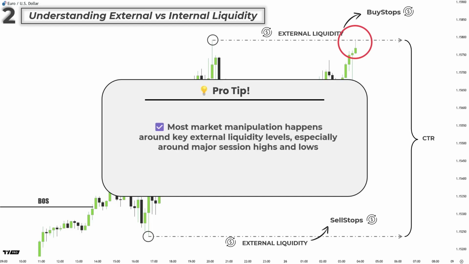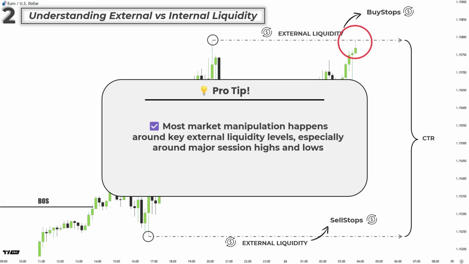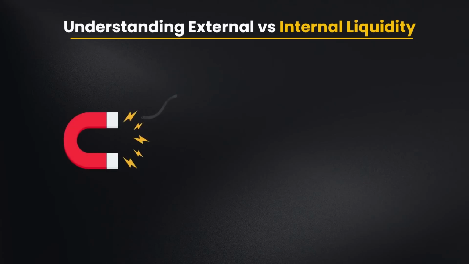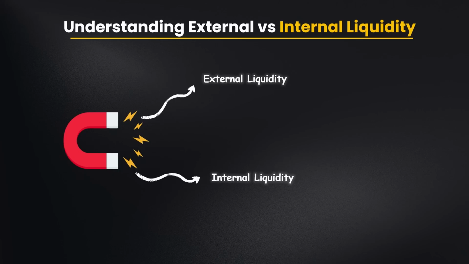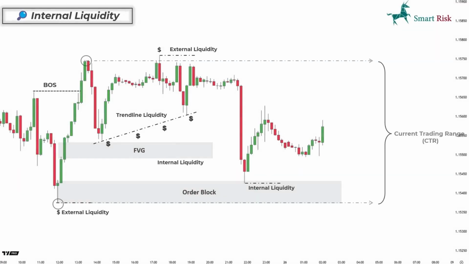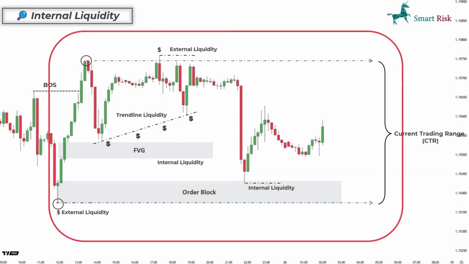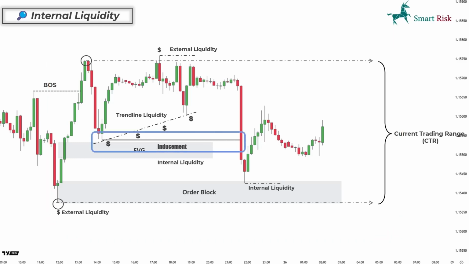Most market manipulation happens around external liquidity levels, especially around major session highs and lows. You can think of external liquidity as one side of a magnet, but a magnet always needs two poles. The other side is internal liquidity. Internal liquidity exists inside the trading range. This is where most of the real action happens. This is where inducements are created, traps are set, and positions are built before the real move begins.